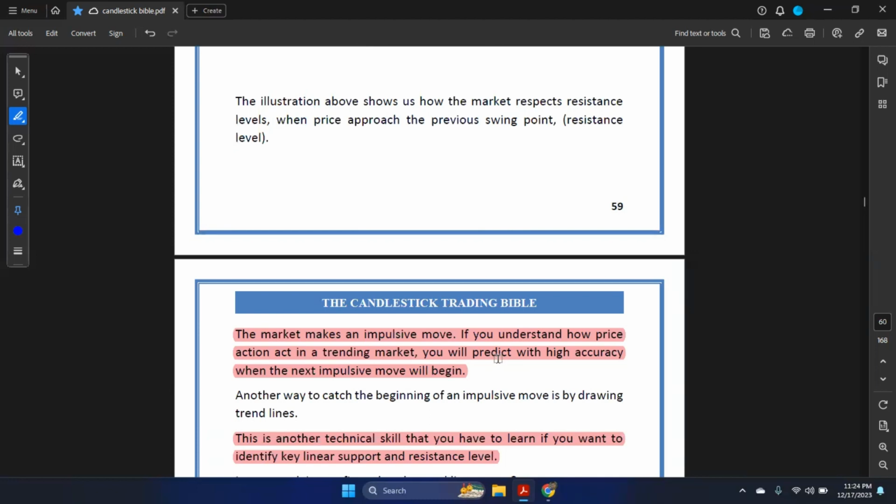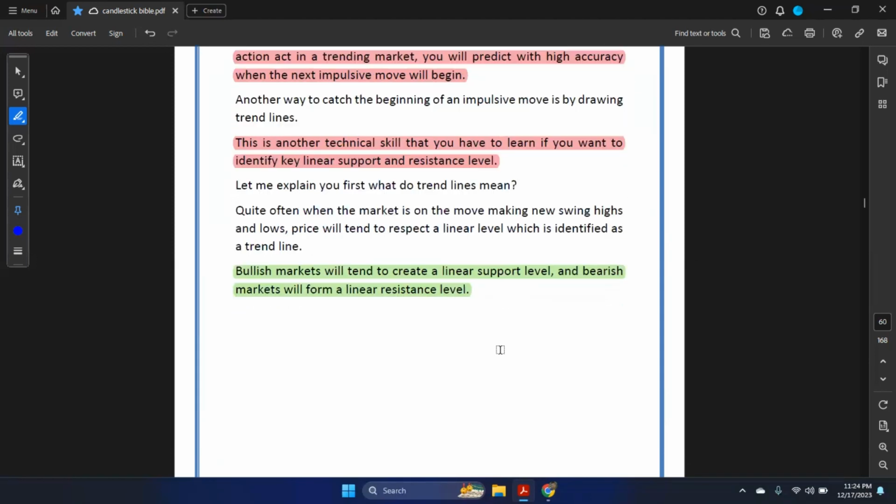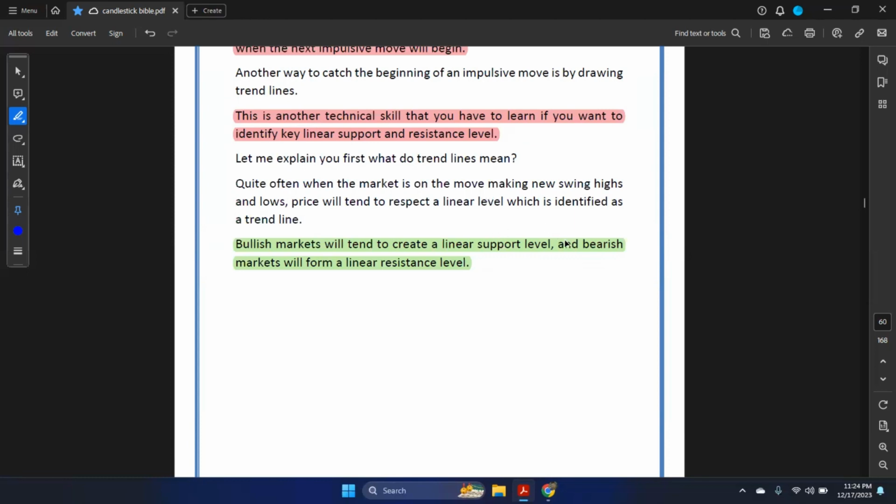This is another technical skill that you will have to learn if you want to identify key linear support and resistance levels. So let me explain first, what do trend lines mean? Often when the market is on the move, making new swing highs and lows, price will tend to respect a linear level, which is identified as a trend line. Bullish markets will tend to create a linear support level, and bearish markets will form a linear resistance level.